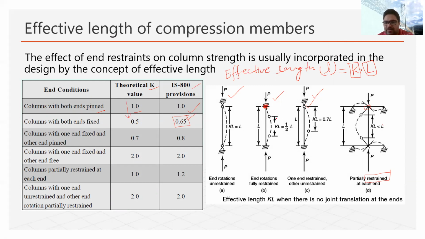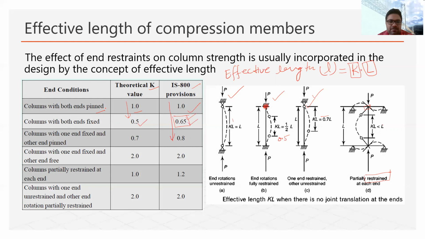So as you can see here, in case of fixed, the K value is 0.5. In case of hinged, the K value is 0.7. In case of hinged at both ends, the K value is 1. As the value of K increases, the load carrying capacity, the buckling load of the column, decreases. Theoretically it is 0.5, but in the IS code it is taken as 0.65, which means we are going on the conservative side. So in the calculation, we will take these values.